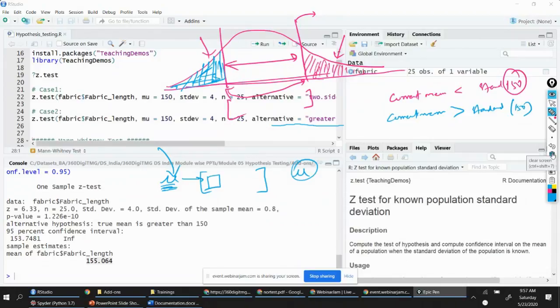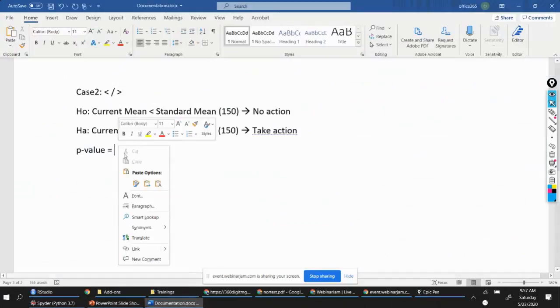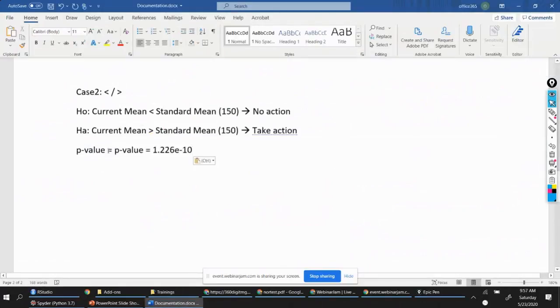Right? So the p-value that you are getting is this. So let us record this. Let me just copy this, rather than typing so many zeros, we'll just copy it. And this is definitely less than 0.05.